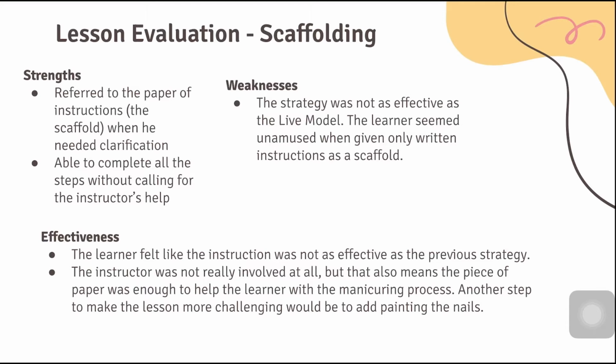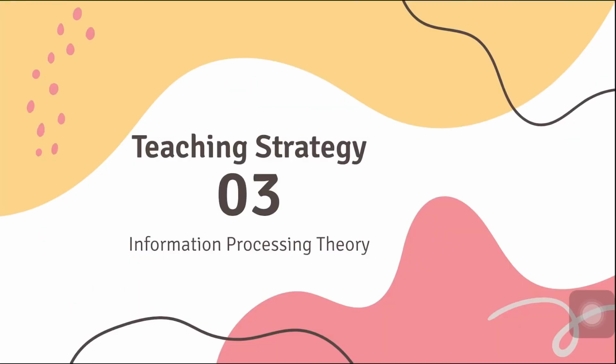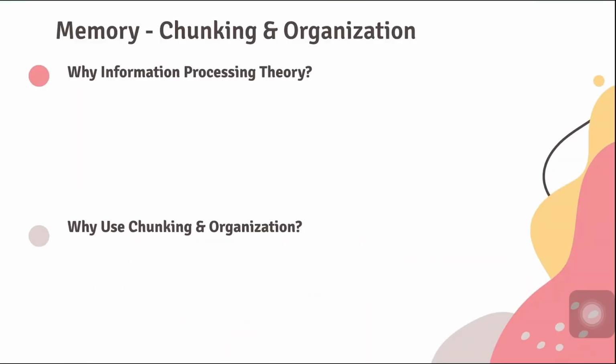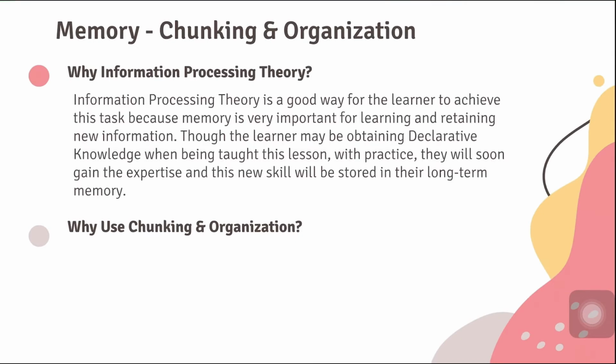So if I were to reconstruct the lesson again, I would use dynamic assessment to make the lesson a bit more challenging, like adding a new task or painting nails. The last strategy uses information processing theory. Information processing theory helps the instructor think about how effective the lesson should be to help them retain the skill in their long-term memory. With practice and constant processing, the learner can change their declarative knowledge to procedural knowledge as we become more experienced.